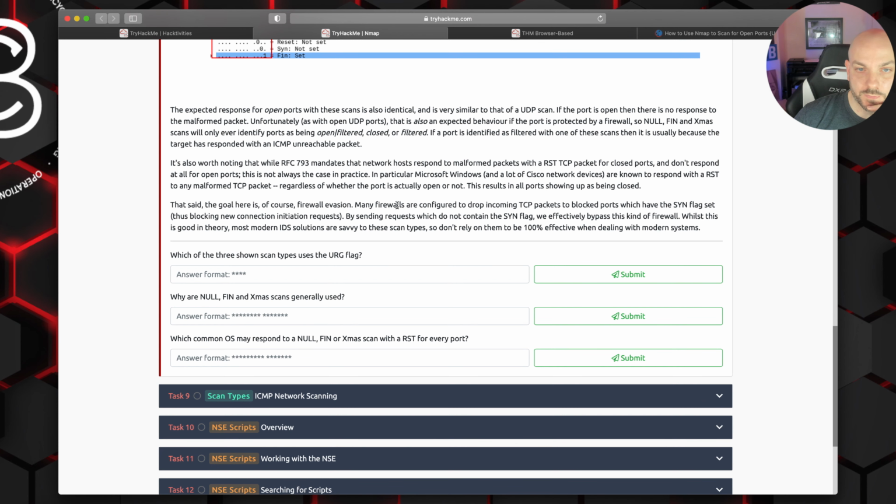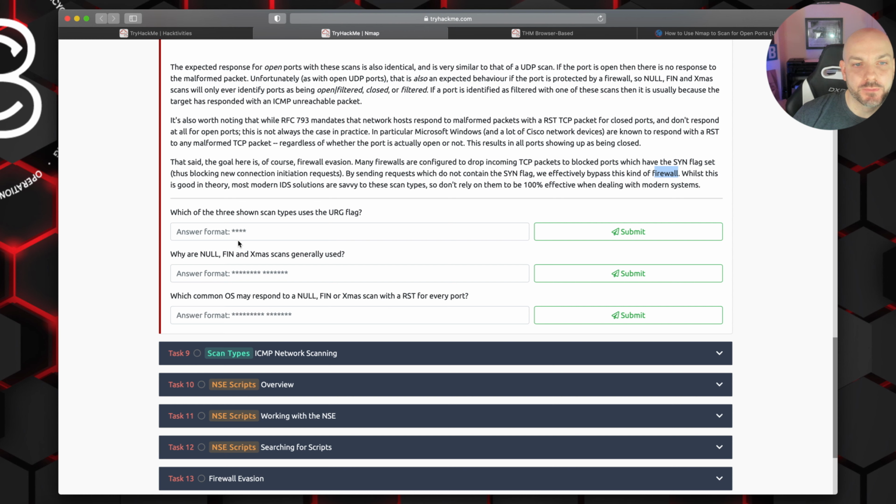So the goal here is firewall evasion. Many firewalls are configured to drop incoming TCP packets to block ports which have SYN flags set. So that would be any new connections coming in through the firewall. They would block that. By sending requests that do not contain SYN flags, we effectively bypass that type of firewall. I don't know if that's really the case with more updated firewalls, if that's still like that. While this is good in theory, most modern IDS solutions are... there we go.